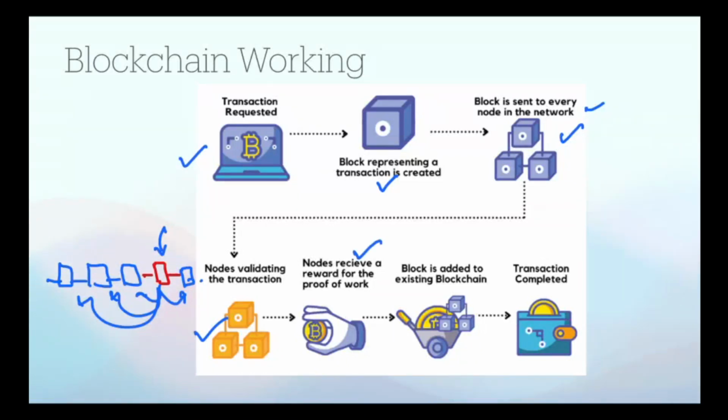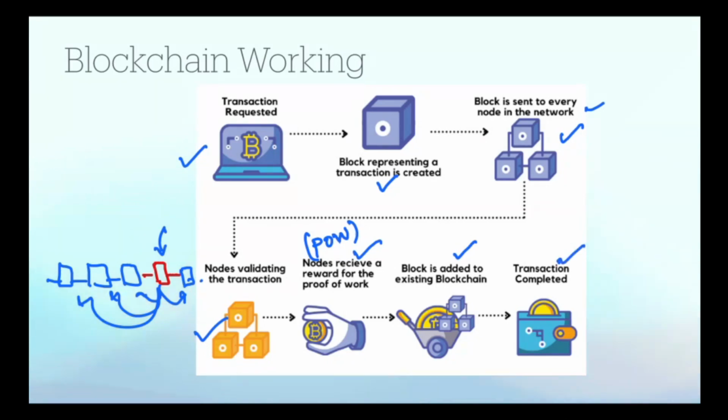So here we have one concept called POW. POW is proof of work. So, have we really done it or not, and there is a lot of computation by the miners. Everything happens at the POW. That is proof of work. So the nodes receive a reward for the proof of work. That means every node in the network, the miners, everyone will get their reward. The block is added to the existing blockchain. Now the block is added to the blockchain, and finally the transaction is completed.